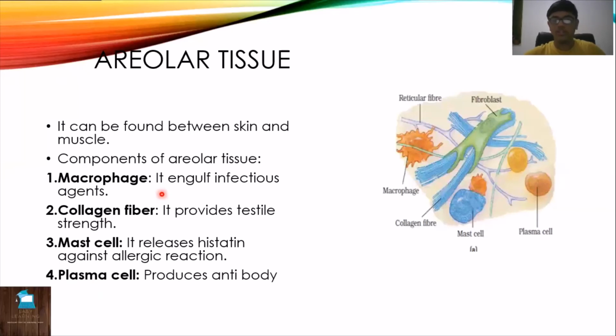See, this is macrophage. It engulfs the infectious agent. Then this is collagen fiber. It provides tensile strength, strength, support, and so on. Then mast cell. It releases histamine against the allergic reaction. Here is mast cell. And then plasma cell produces antibody. This is plasma cell.